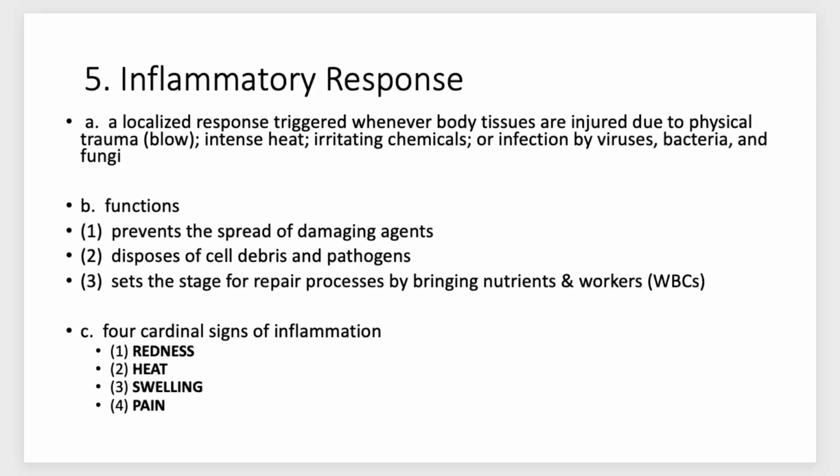This is a part of your body, a system that is designed to help fight off some of the secondary things that happen due to physical damage. So some functions: number 1, prevents the spread of damaging agents. Number 2, disposes of cell debris and pathogens. Number 3, sets the stage for repair processes by bringing nutrients and workers, such as white blood cells. And then the 4 signs of inflammation would be redness, heat, swelling, and pain. All of these have a purpose.